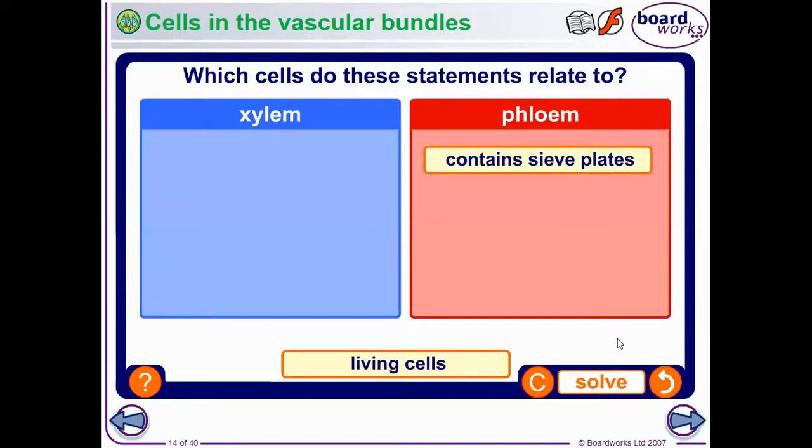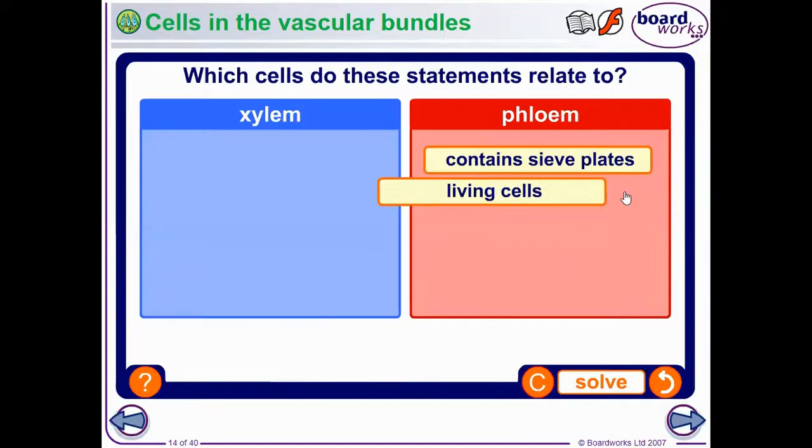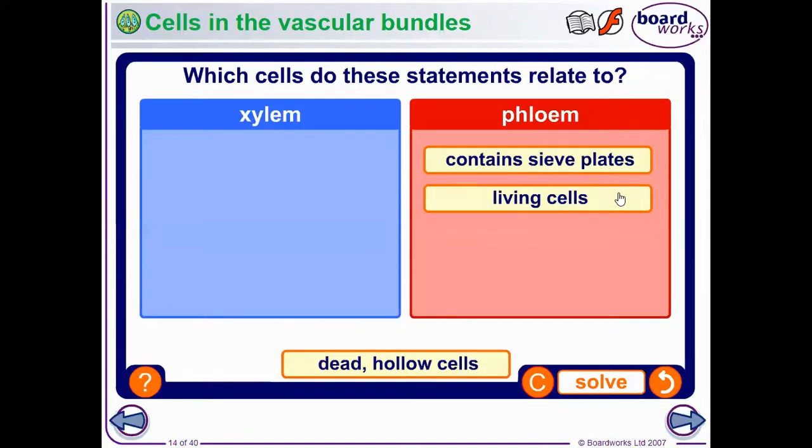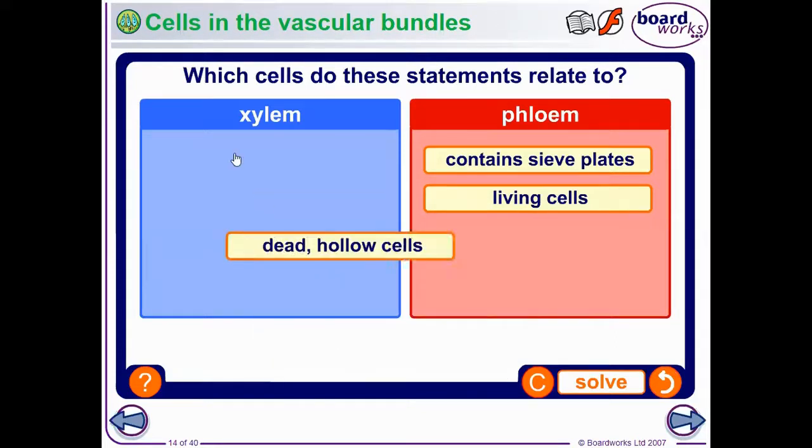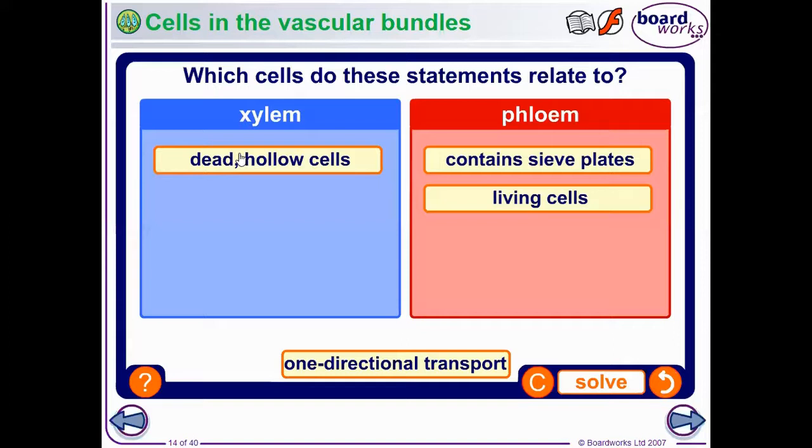Living cells. Which one of these are classified as living cells? Are the xylem living cells or are the phloem tissue living cells? Okay, the majority of you again are responding phloem. So I'm going to put it in the phloem column. Dead hollow cells. Okay, quite a bit of you are responding xylem, so let's place this in the xylem column, and we'll see where we stand at the end.